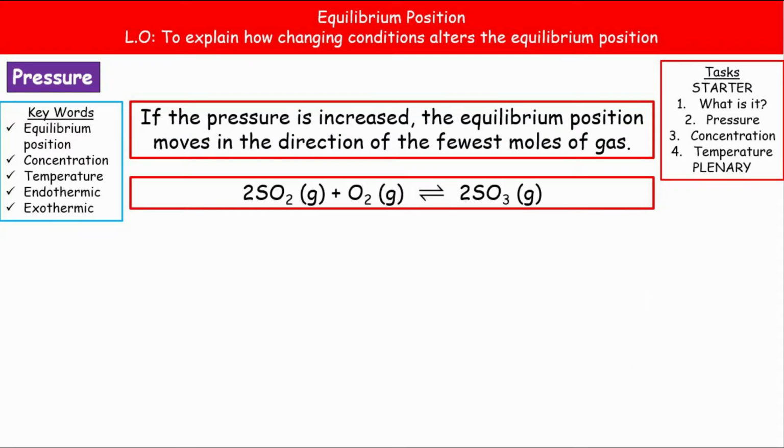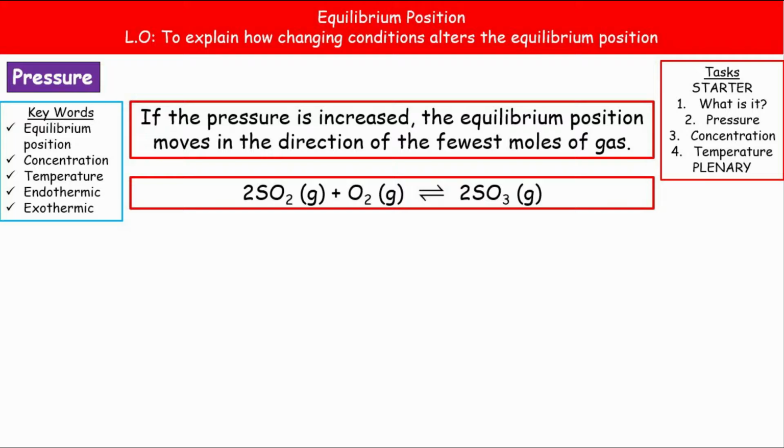What we're going to do then is have a look at different conditions and how they actually impact on this equilibrium position. So the first one we're going to have a look at is the effect of pressure. So if we increase the pressure, then the equilibrium position moves in the direction of the fewest moles of gas. So that first sentence there is kind of the key point, if you like, about pressure.